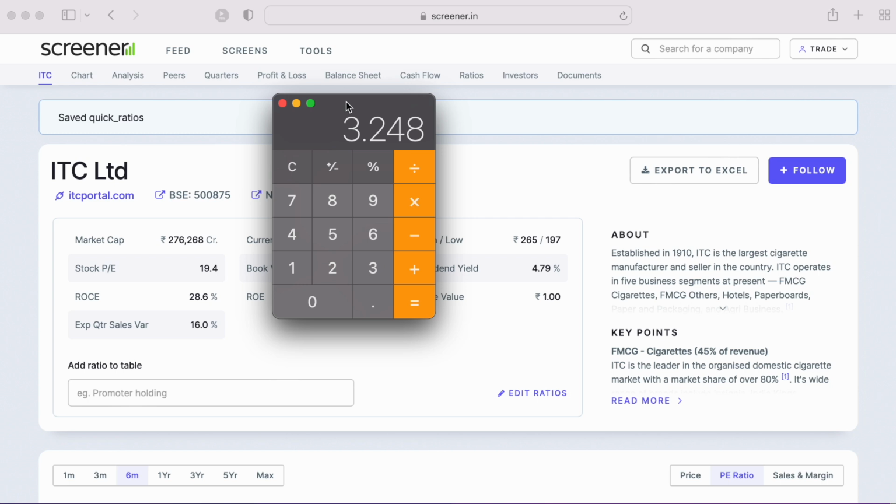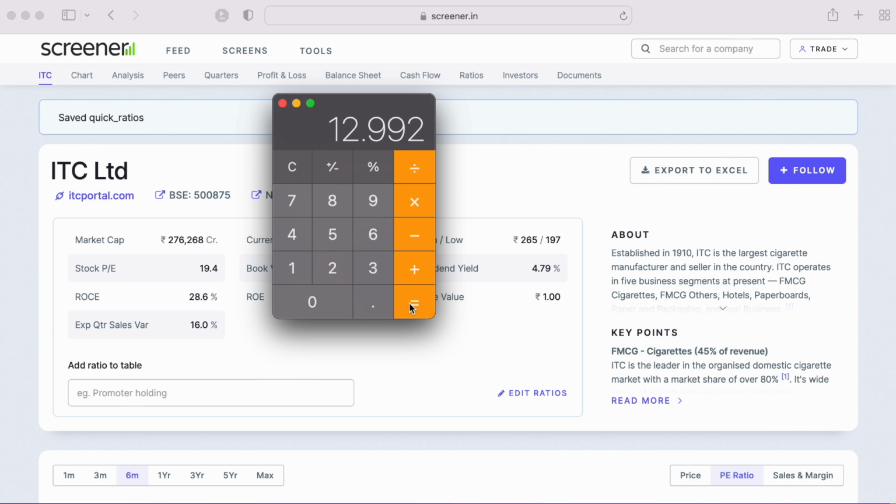Now, this is the quarterly forward EPS number. Now, we have to convert this into a yearly figure. And it is very simple. Since there are 4 quarters in a year, we multiply this amount by 4. The moment we do that, we get 12.99. So this is the final forward EPS number of the company on a yearly basis.